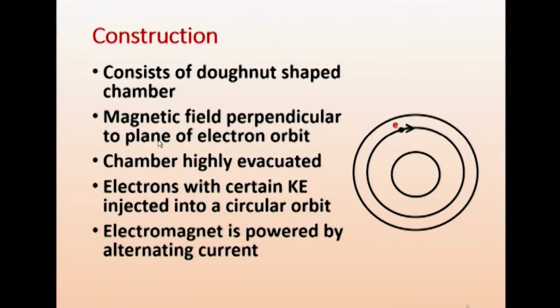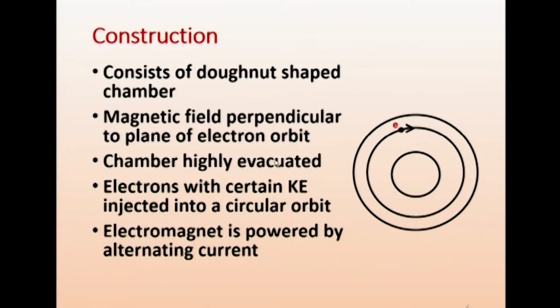Then because of the magnetic field, it will be making circular motion. So what must be the direction of the magnetic field? It must be perpendicular to the electron orbit. The electron orbit is in this plane. If the electron orbit is this way, the magnetic field is perpendicular. So the magnetic field is perpendicular to the plane of the electron orbit.